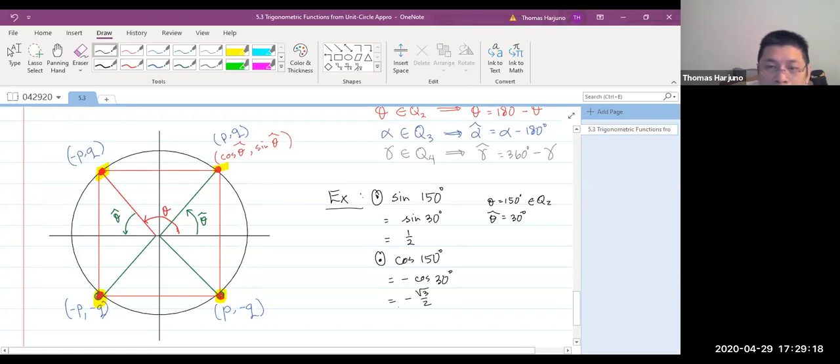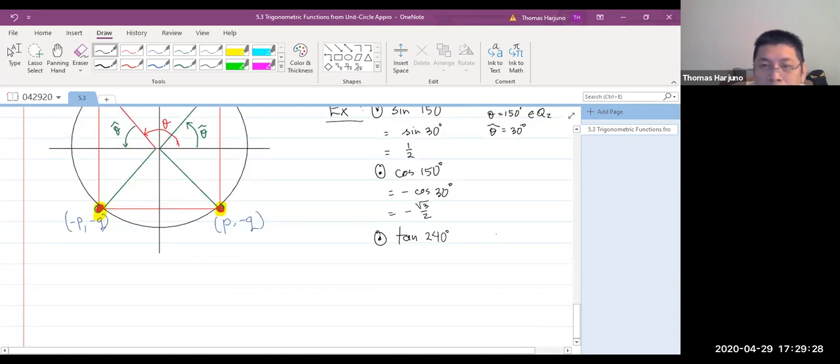How about, for example, tangent 240 degrees? Well, 240 degrees is in quadrant 3. So the tangent is negative there. Okay, but what is the reference angle? The reference angle is 60 degrees.